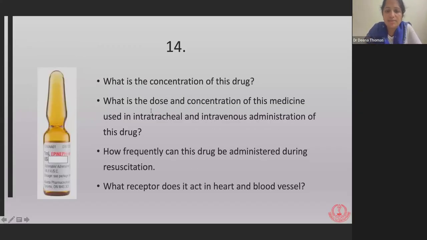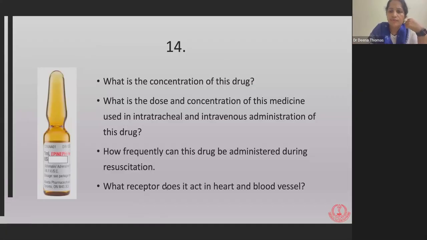Adrenaline or epinephrine, what is the concentration of this drug? So 1 is to 1000. How much milligram? So 1 milligram per 1 ml. I have also got the answer for this. It is 1 is to 1000, or 1 milligram. So 1 is to 1000 means 1 gram in 1000 ml, that is equal to 1 milligram in 1 ml.